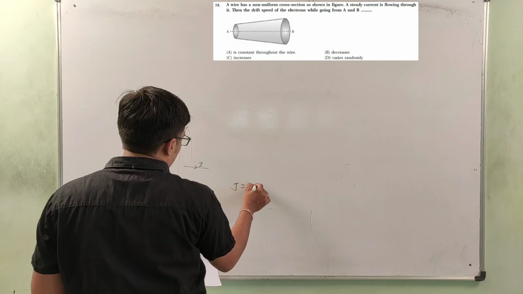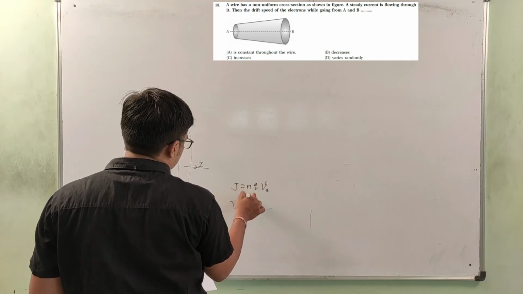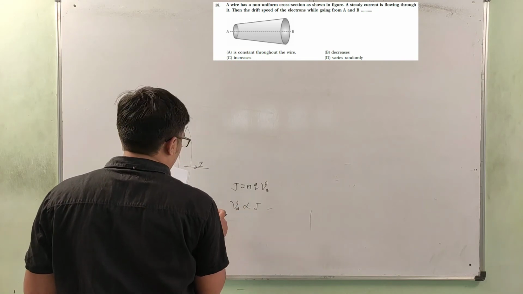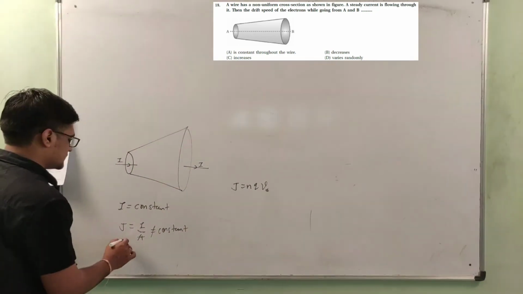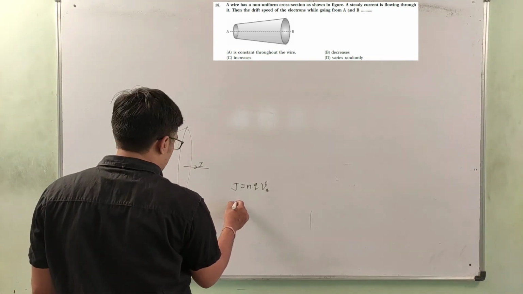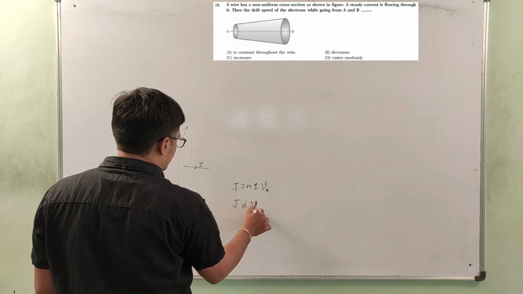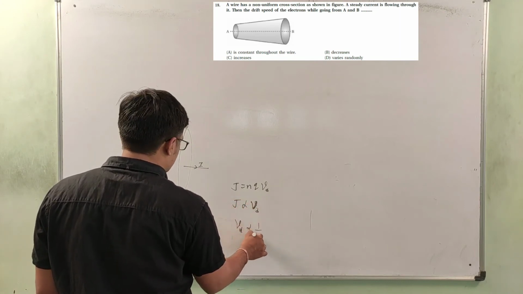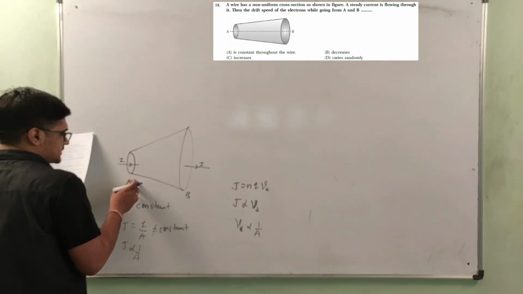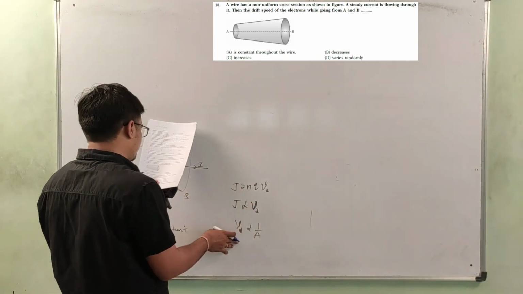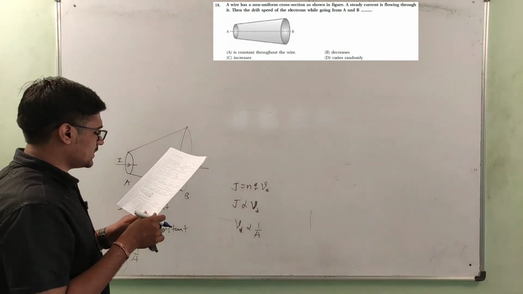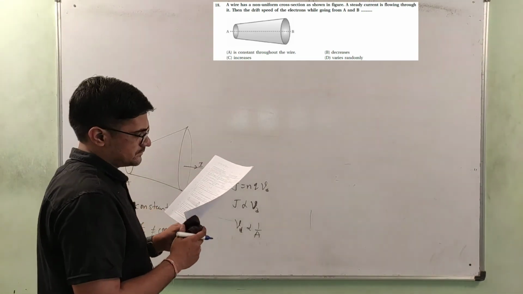Now J is equal to n q Vd. So Vd also depends on J. J is varying, so Vd is also varying. J is inversely proportional to A, and J is directly proportional to Vd, so Vd is also inversely proportional to A. If you go from A to B, the cross section is increasing, so the drift velocity is decreasing. So going from A to B, the drift velocity decreases is the answer.